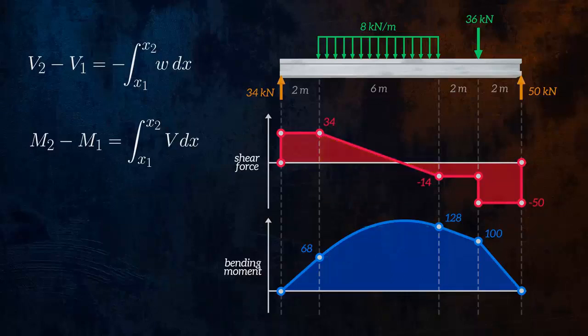Where concentrated forces are applied, there is a sudden jump in the shear force diagram, and where concentrated moments are applied, there is a sudden jump in the bending moment diagram. These equations will not be applicable across discontinuities in the diagrams. One final observation we can make based on these equations is that when the shear force is equal to 0, the bending moment curve will be at a local minimum or maximum. Let's look at one last example.